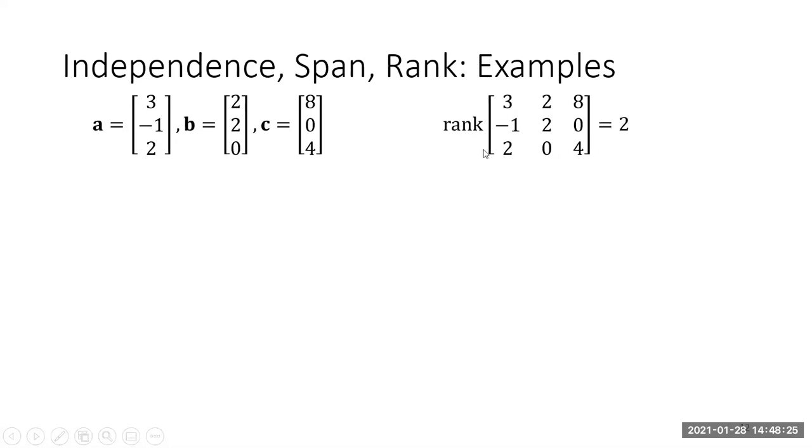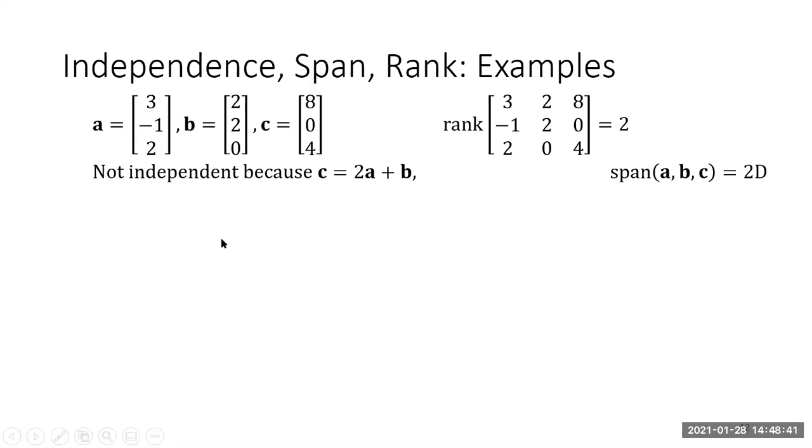So it's not a full rank matrix, right? Its rank is only 2. What does it mean? It means that A, B, and C are not linearly independent. They span a 2-dimensional space. And we can see why they're not linearly independent, because C is equal to twice A plus B. And span A, B, C is 2D. Okay?